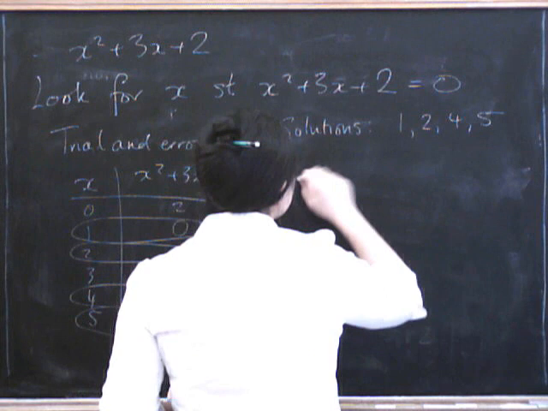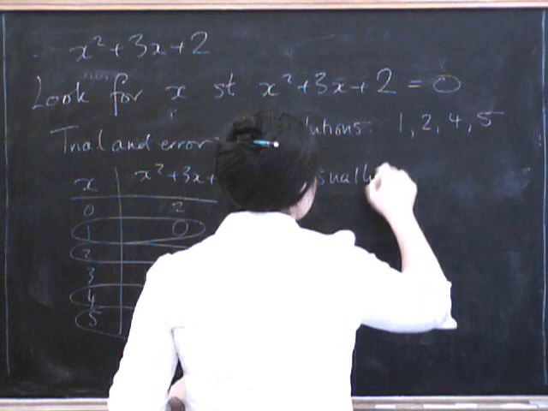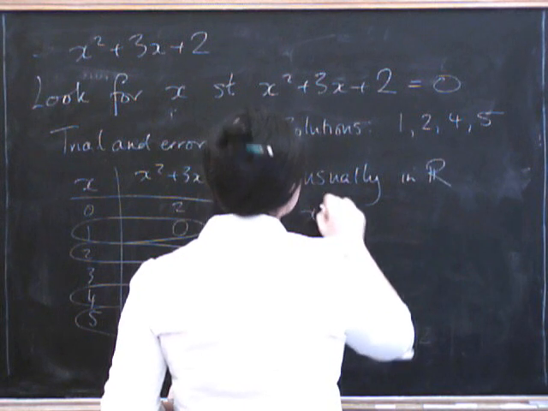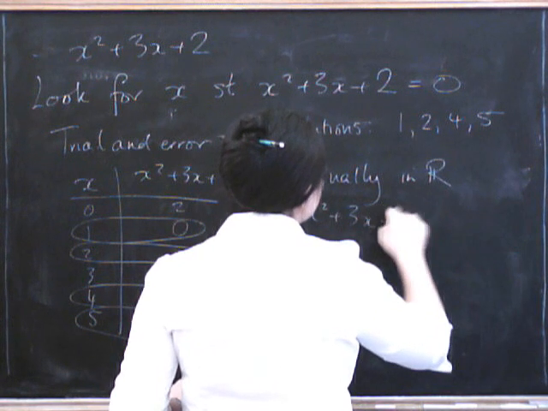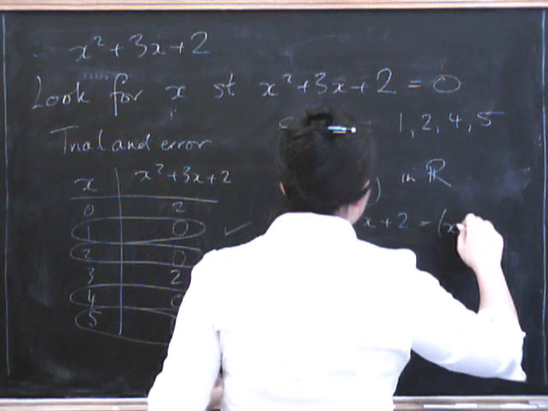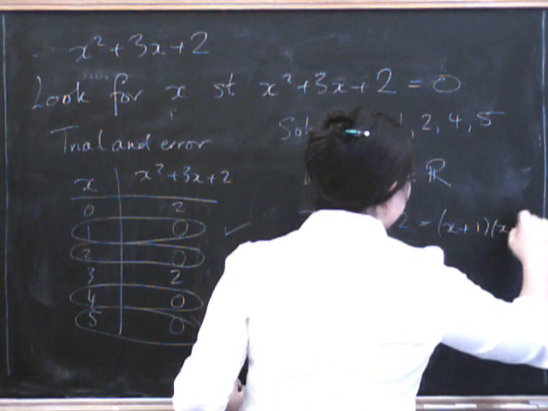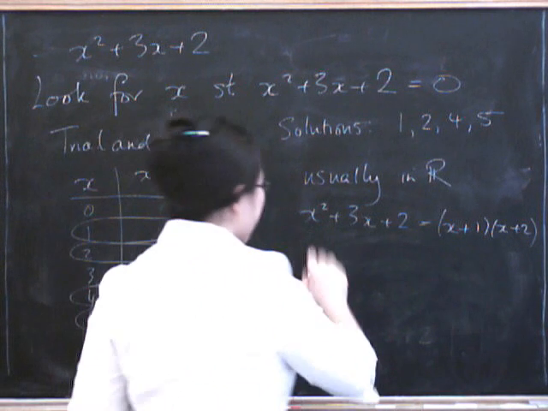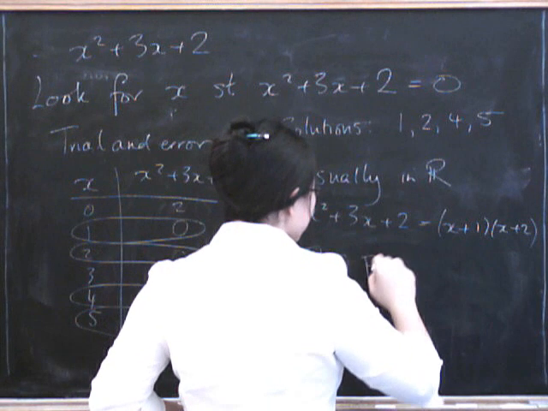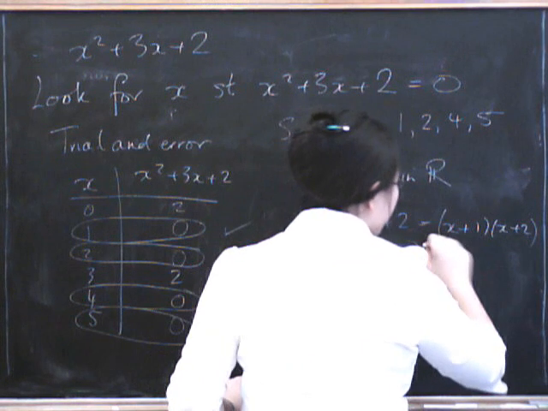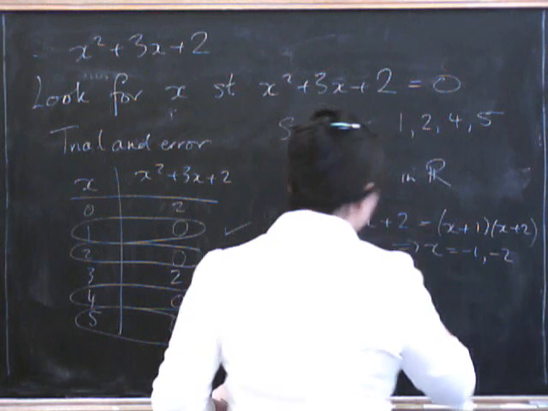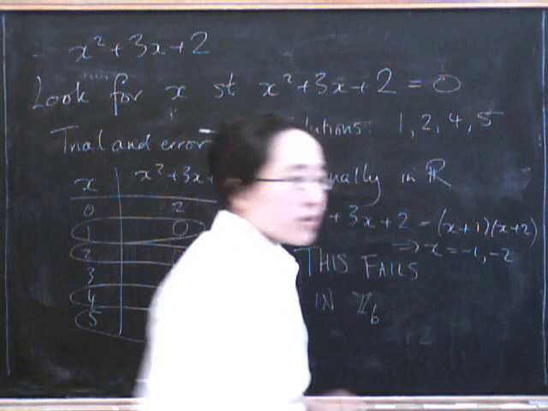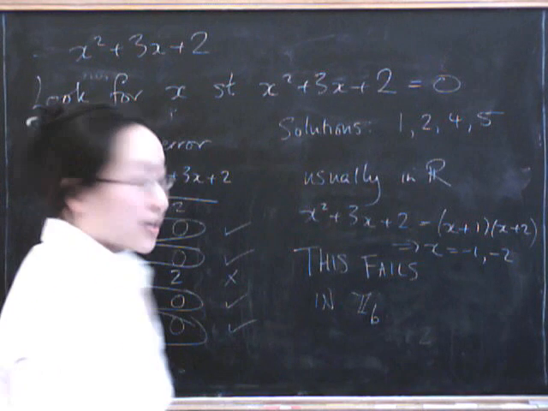So usually, i.e. in the reals, for example, we would say that x squared plus 3x plus 2 equals x plus 1 times x plus 2, and we would deduce something from that. We can't do that anymore. So we would usually deduce that x was minus 1 or minus 2, but this fails in Z6. And we'll be seeing exactly why it fails in Z6 later on.